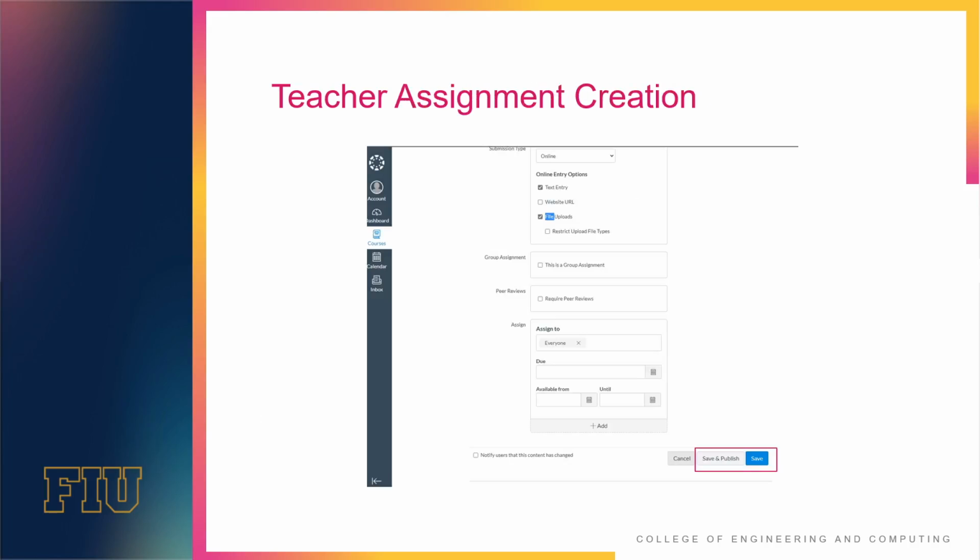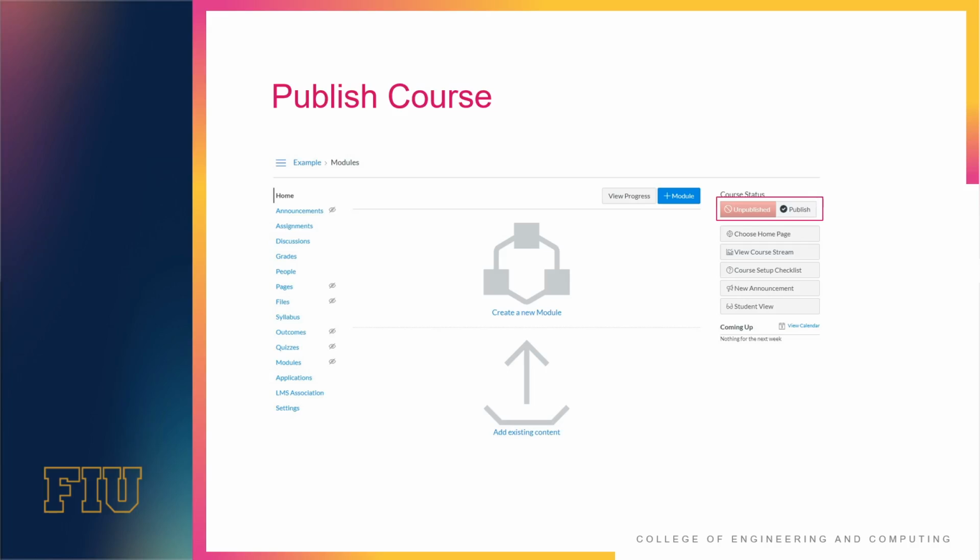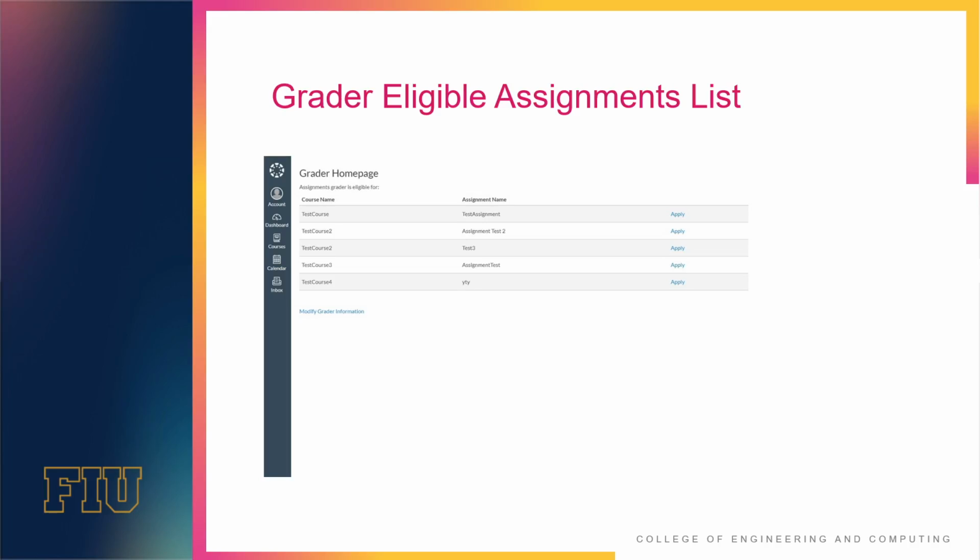After creating the course, a teacher can then create assignments that will be shown to graders who match the course's prerequisites. Assignments will be shown to eligible graders once both the course and the assignment have been published, and they will be able to apply to grade the course. These applications can be accepted or rejected by the teacher.